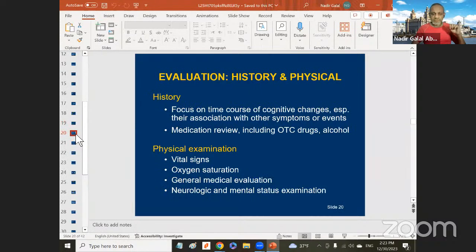So again, I want you to take a focused history, a good history, and this will include medication, over-the-counter medication, alcohol use, substance abuse, and so forth, and a good physical examination. Oxygen is very important. My patient had a problem with oxygenation, so she kept taking the nasal cannula tube out of her nose during the night. So during the day, she was confused, her oxygen level was low. So you need to also pay attention to the needs of the body of that patient.